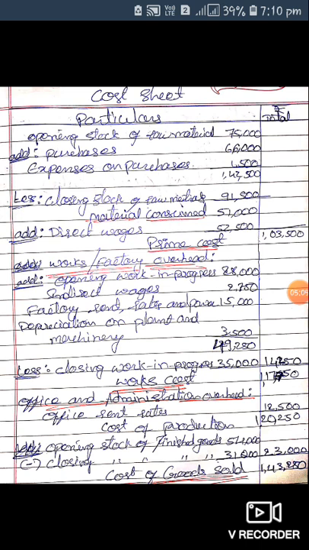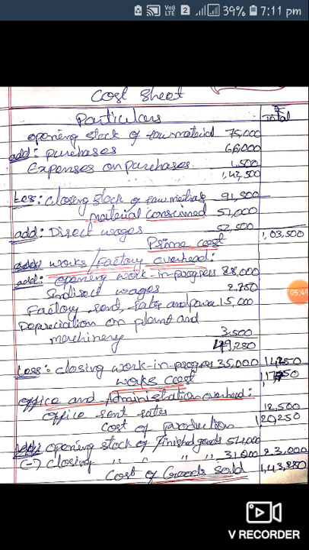Now we have to calculate the works or factory overheads to get the works cost. So here opening work in progress is there, that is 28,000 in the month of September. The company gave information about the September month only, so we are preparing the cost sheet for September month. Here we have to add the indirect wages, that is 2,750, and we have to add the factory rent and rates and power, which is related to the factory overheads, that is 15,000.